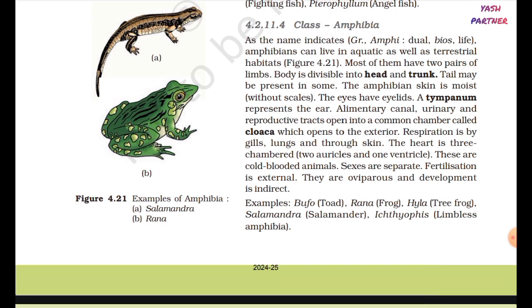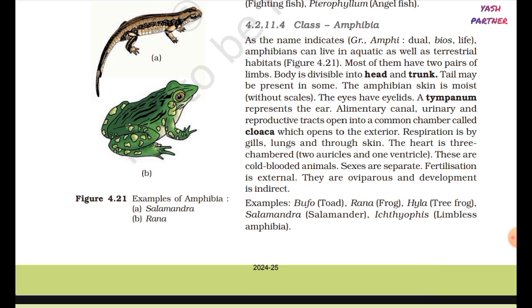4.2.11.4 Class Amphibia. As the name indicates, Greek word amphi means dual, bios means life. Amphibians can live in aquatic as well as terrestrial habitats. Figure 4.21. Most of them have 2 pairs of limbs. Body is divisible into head and trunk. Tail may be present in some. The amphibian skin is moist without scales. The eyes have eyelids. A tympanum represents the ear.